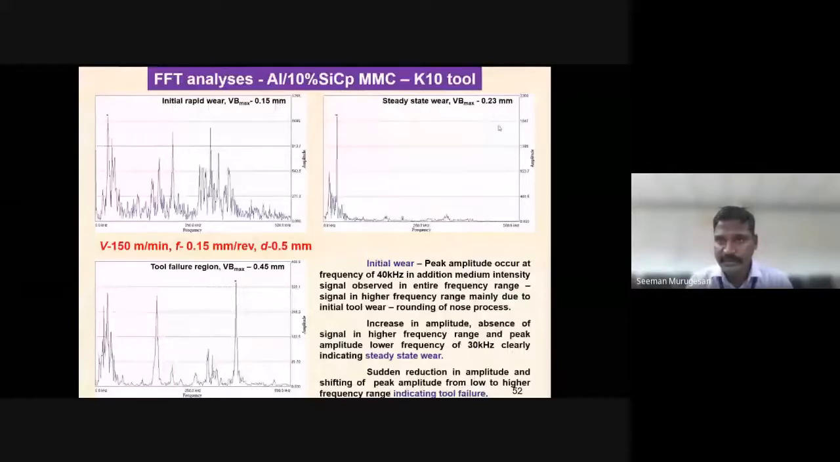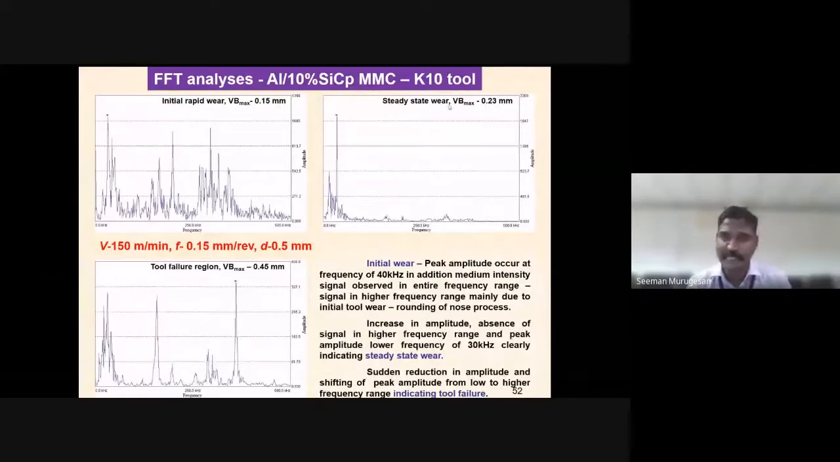When the tool reaches the steady state, you see here the amplitude increases, for example from 1300 to 2300, a rapid increase in the amplitude. More or less the peak amplitude is in the same frequency range, but you clearly see that the higher intensity of the signal is absent in the higher frequency range. Medium or high intensity of the signal over the entire frequency range is absent here, but the amplitude increases to 2000 to 2300, which clearly indicates the steady state region of the flank.